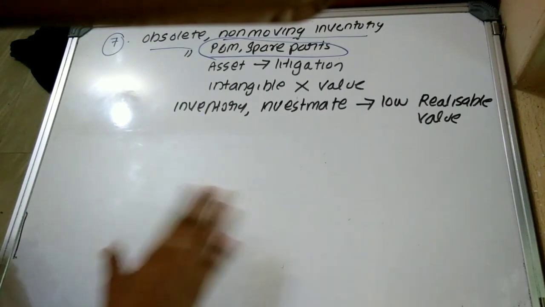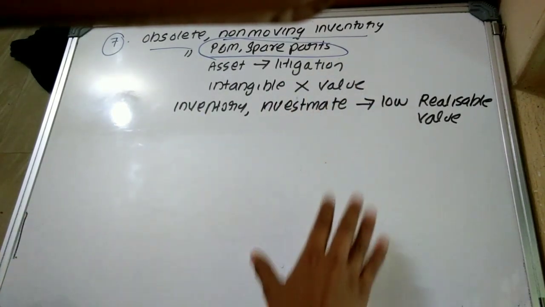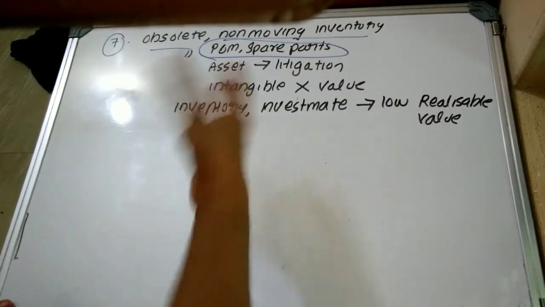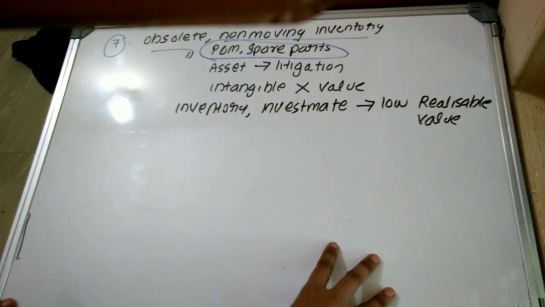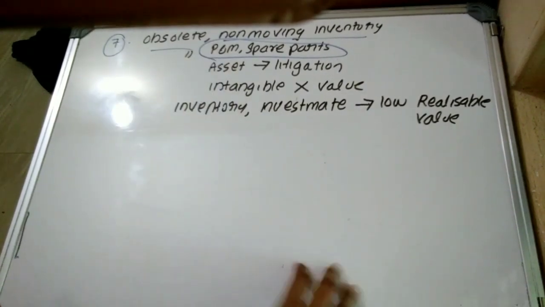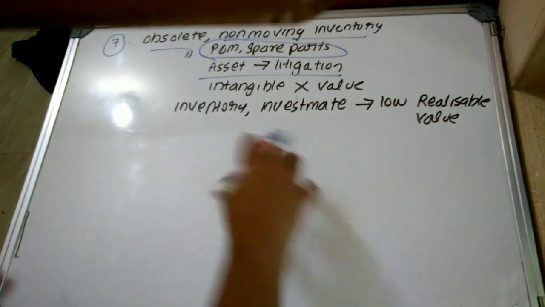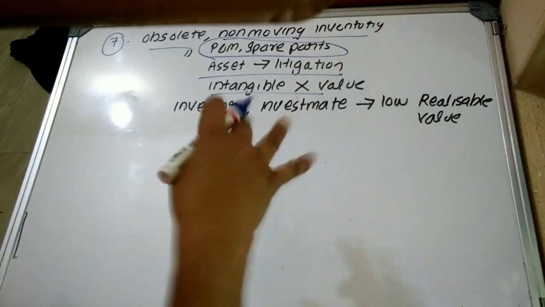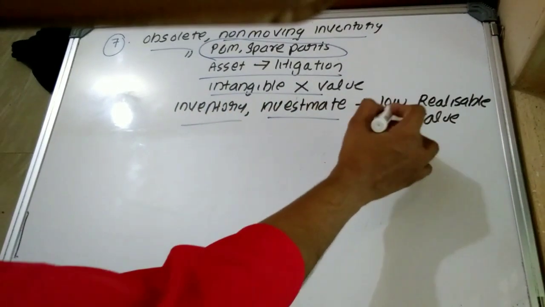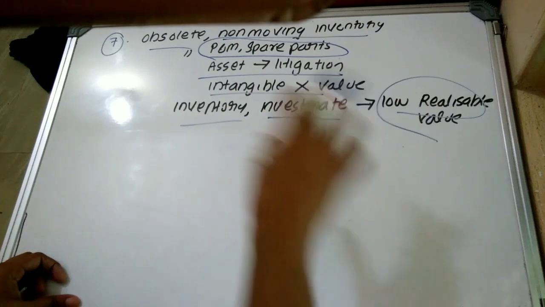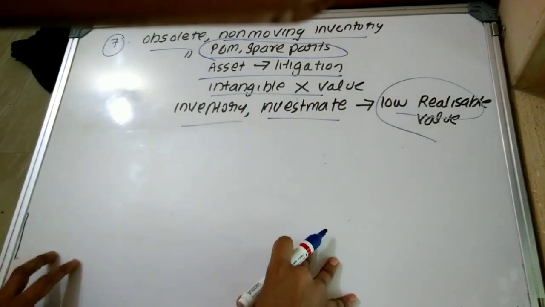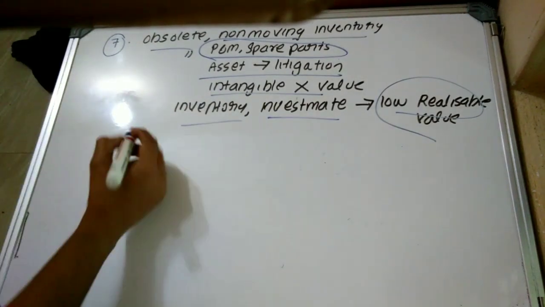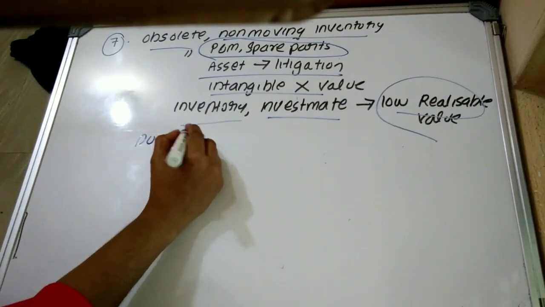So the investigating accountant should also give attention to whether the books of account have provided any plant and machinery or spare parts in the balance sheet and financial statement which are obsolete. Then asset which is subject to litigation. This is also an indication of overvaluation of asset. Intangible asset having no value. Then inventory investment carrying a low realizable value. These are indications of overvaluation of asset.